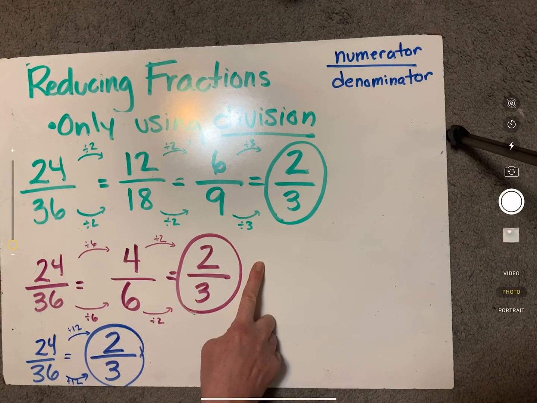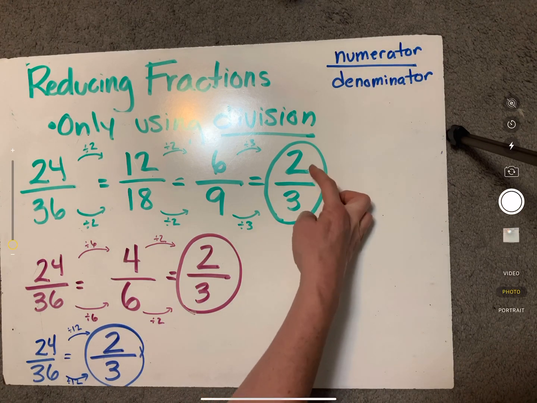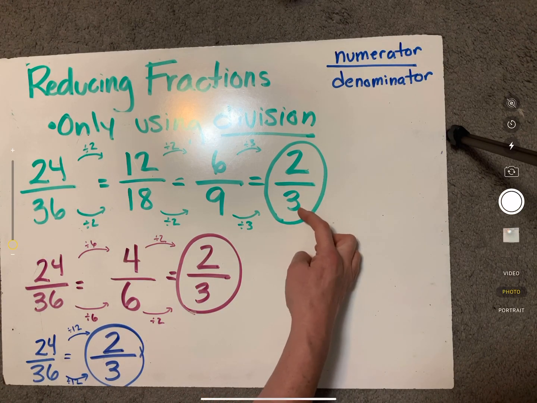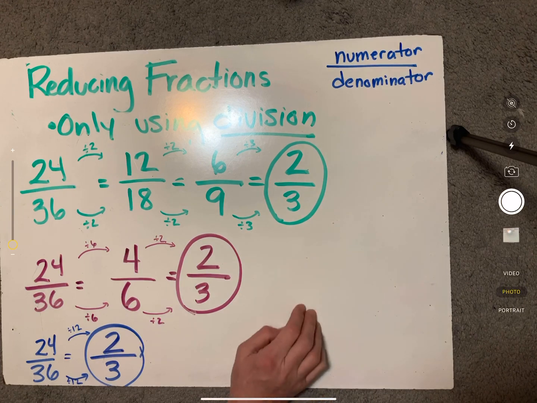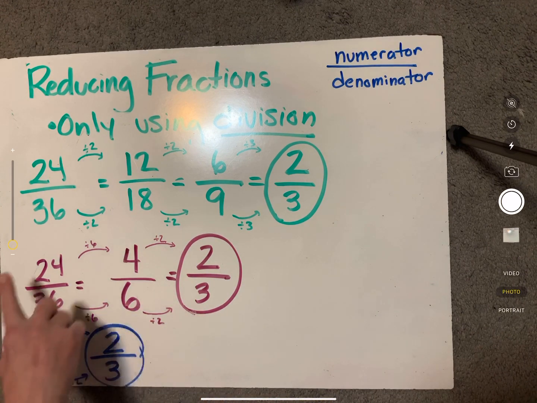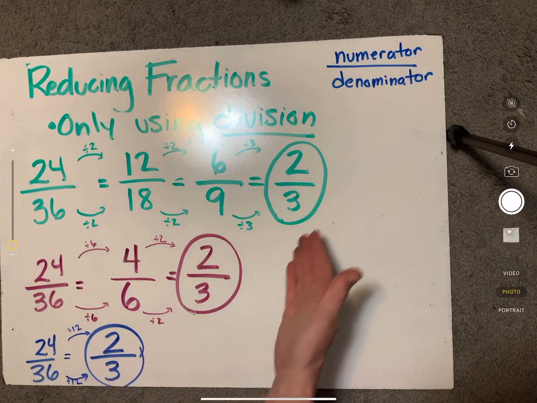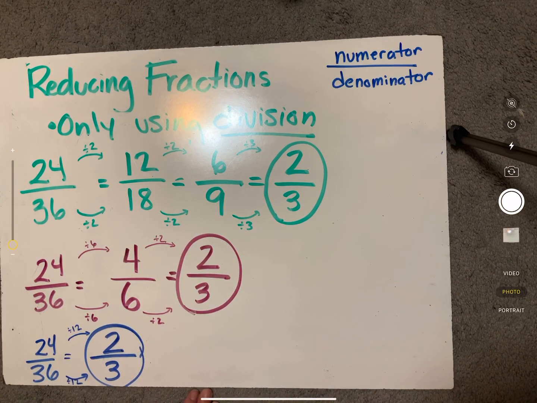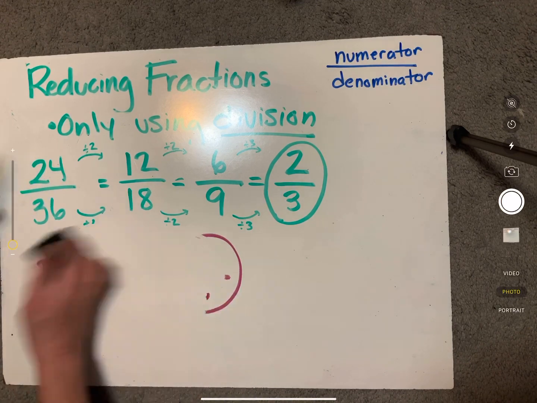When you get to the point where you know that nothing except 1 divides into your fraction, then that's when you know you're at lowest terms, okay? It does not matter if it takes you 1 step, 2 steps, 3 steps, or more, as long as you get down to that lowest terms, okay? All right, let's do a couple more examples.